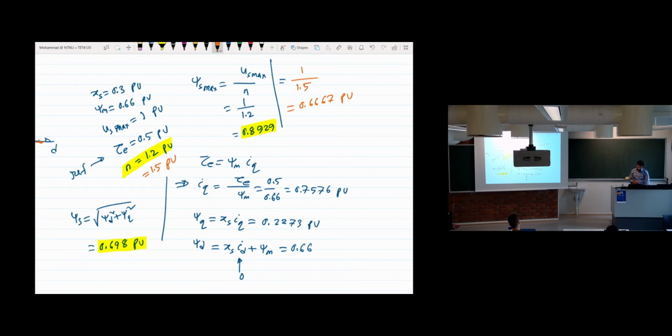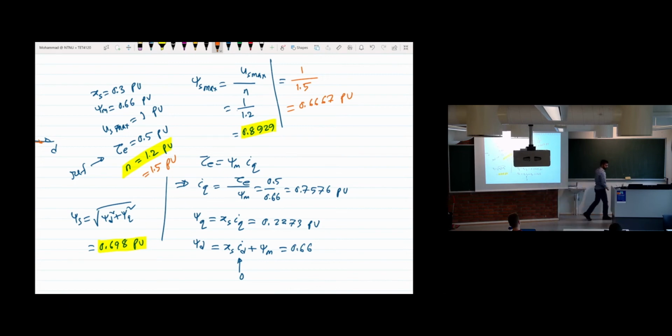So this can be the maximum stator flux. From the previous one, we see that this could be the maximum flux in the stator if we want to have the same torque at this speed. But we see that the stator flux for this operation would be 0.698 per unit. This means the converter cannot supply this amount of stator flux in the machine. So if we cannot supply this flux, then we need to do field weakening. This is called the field weakening.